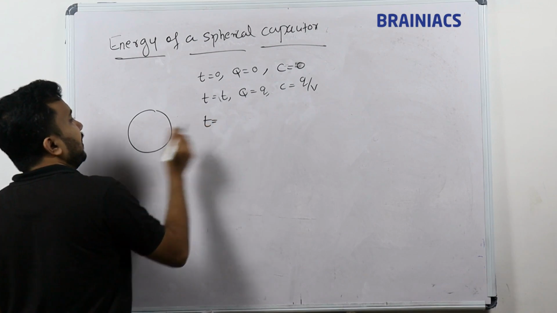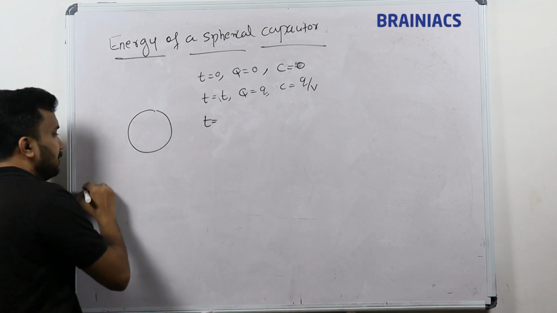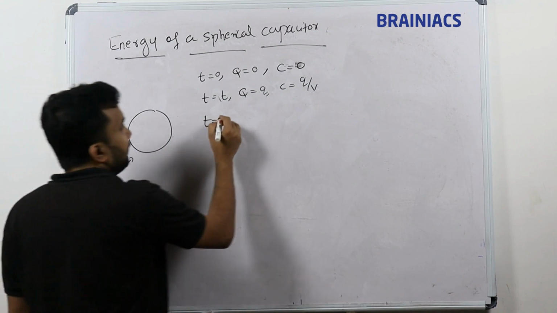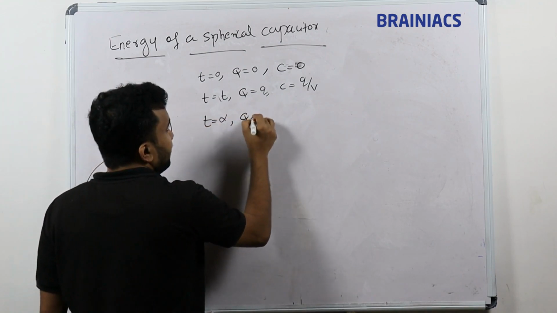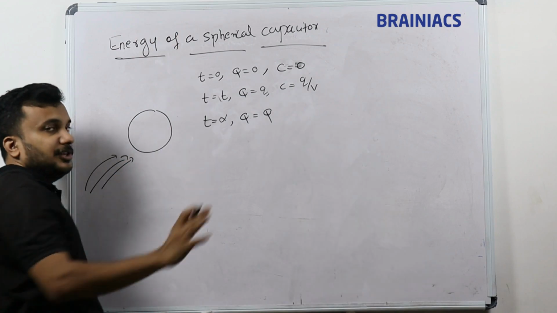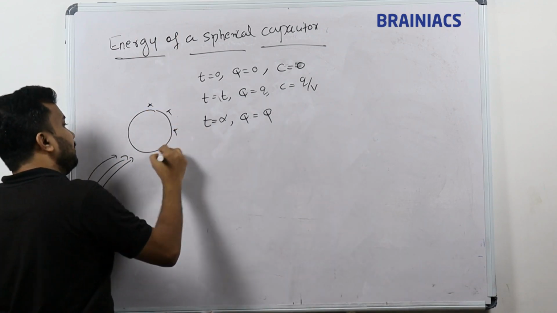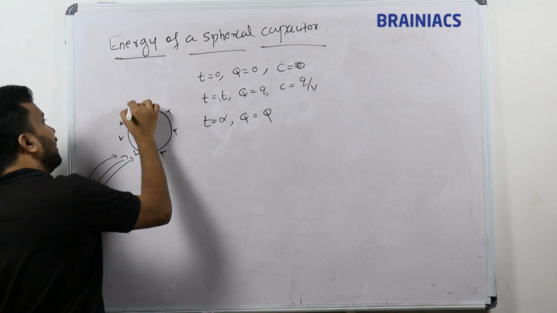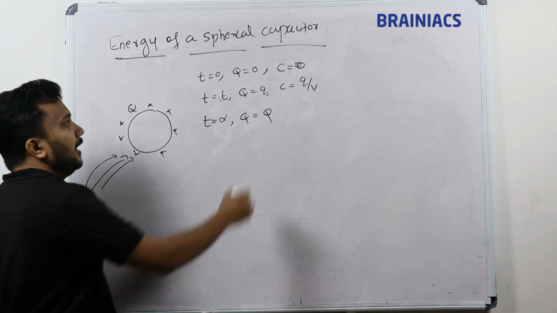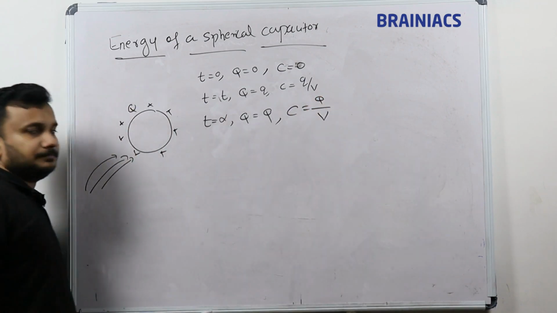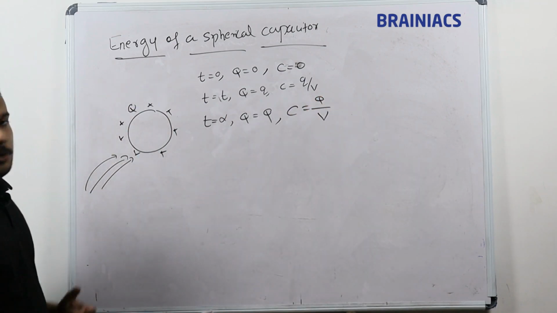Now after a long time, I am supplying the charge, so the charge will increase. After a time t is equal to infinity, the charge rises to capital Q, its full capacity. After time t is equal to infinity, it will have full charge, capital Q, and during this time its capacitance is equal to Q by V. Okay, now what do we need to calculate?